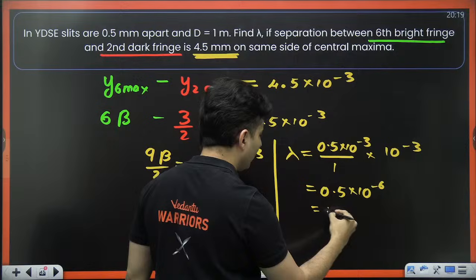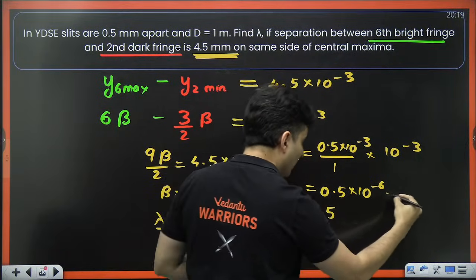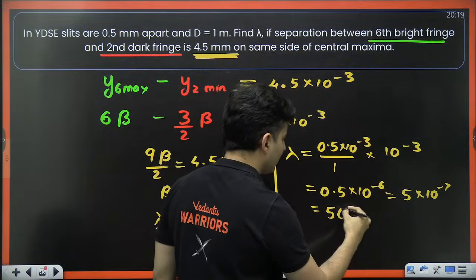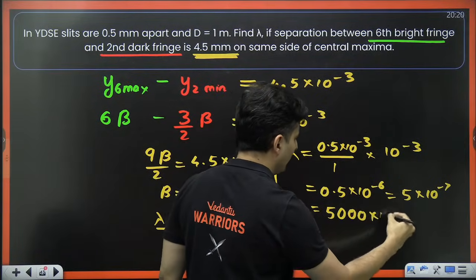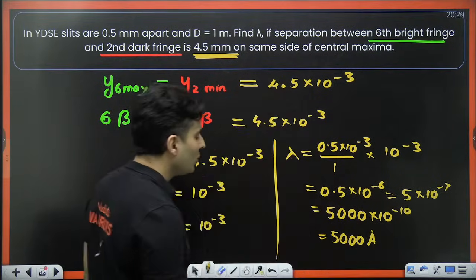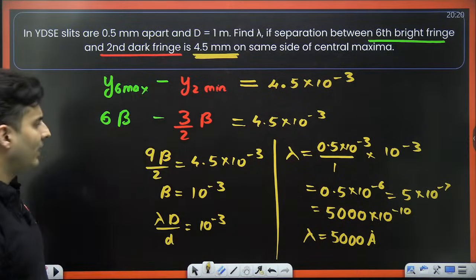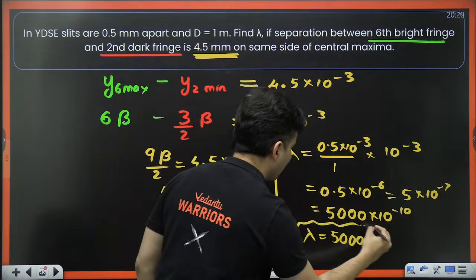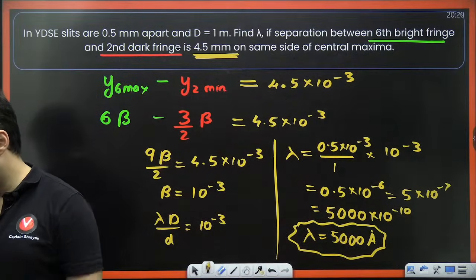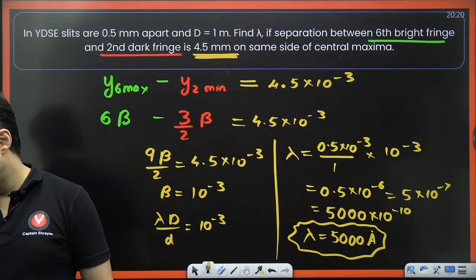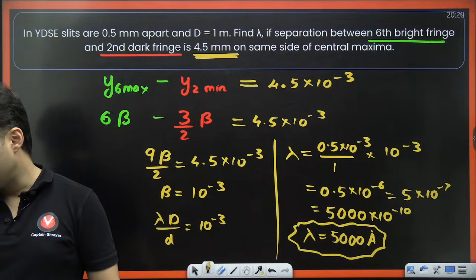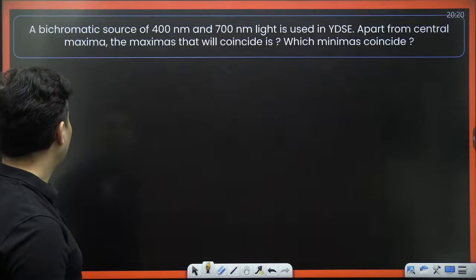If you want, you can write it as 5 into 10 to the power minus 7. But you can also write it as 3 more zeros into 10 to the power minus 10, which will make it 5000 Angstrom, if you generally like it in Angstroms. So 5000 Angstroms is the answer for this particular question. How many of you wrote 500 nanometers or 5000 Angstroms? Either way, your answer is correct. Very nice. Moving on to the next one.